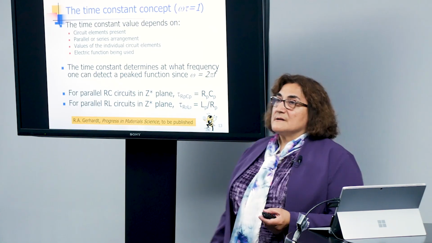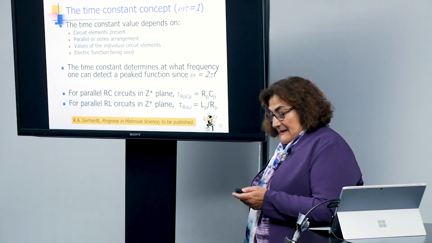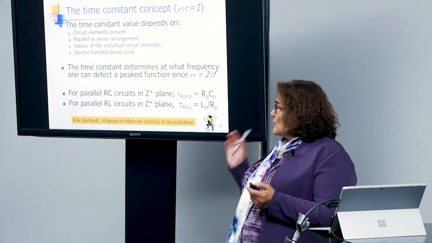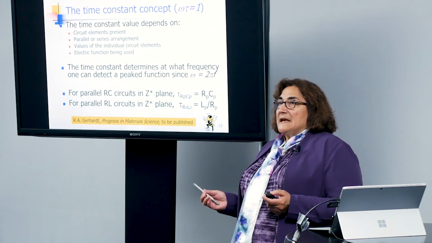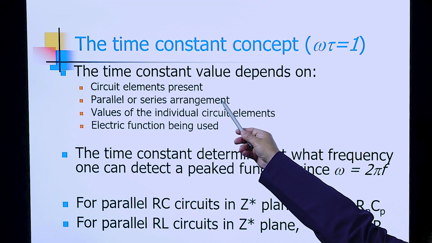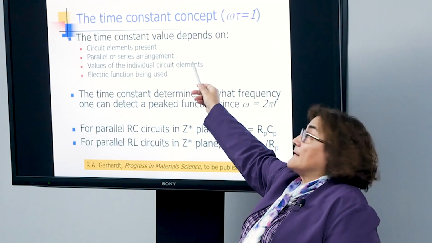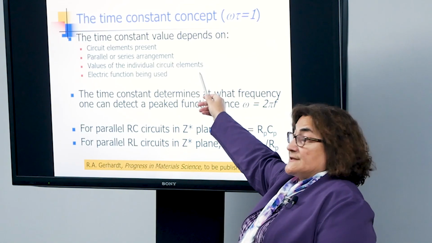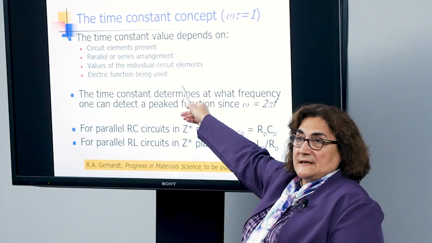So one important concept that we need to know about is the time constant. For any one of these different graphs, the mathematics tells you something, but you really need to look at this graphically so that you can fully understand. And this is why I spend so much time showing what the graphs look like. Obviously, the time constant value depends on a number of points. One is what circuit elements are present, whether they are in parallel or in a series arrangement, what are the values of those individual circuit elements, and what electric function is being used.